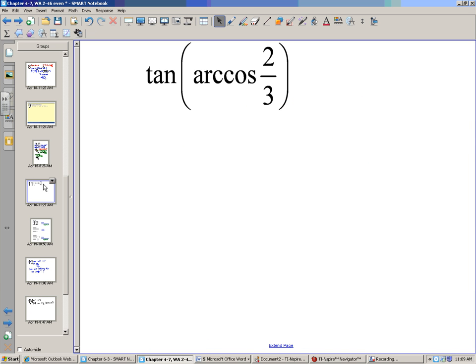Okay, how do I do this one? The tangent of the arc cosine of 2/3. This is the last one we left off with yesterday in class. Can tangent and arc cosine cancel out? No, they can't. So what do I have to do? You're going to let u equal the arc cosine of 2/3. Now, does arc cosine actually have a value of 2/3?